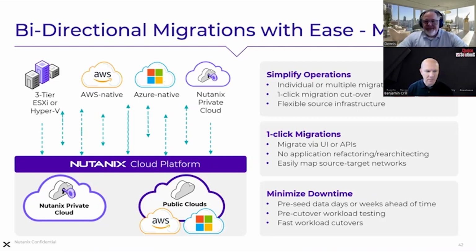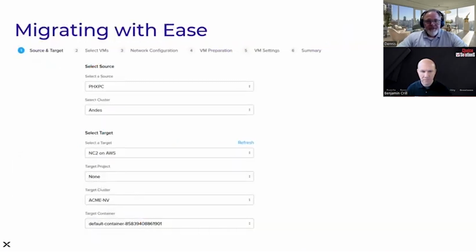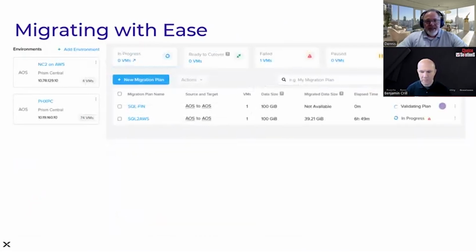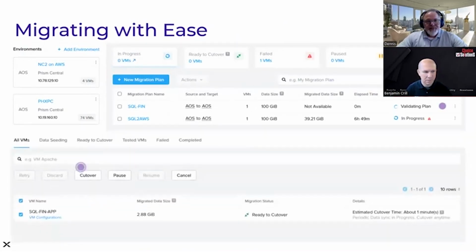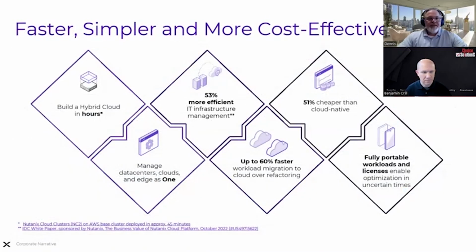And like everything Nutanix related, it's easy, right? What do? How do you do it? You identify a source, you identify a target, that automatically creates a migration plan. And when you're ready to execute the migration plan, you click this button right here called cutover, right? Super easy, reusable, right?